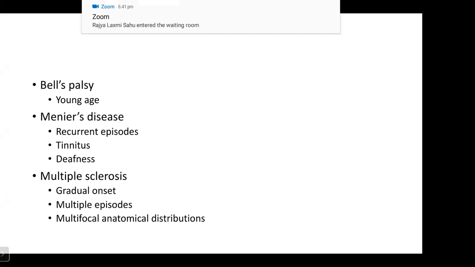Multiple sclerosis is also related to neurological issues. It has gradual onset, multiple episodes, and multiple anatomical distributions may be involved. So rule out multiple sclerosis also.